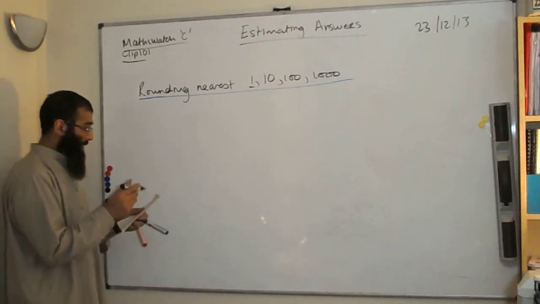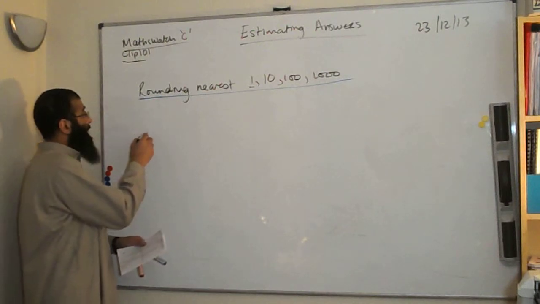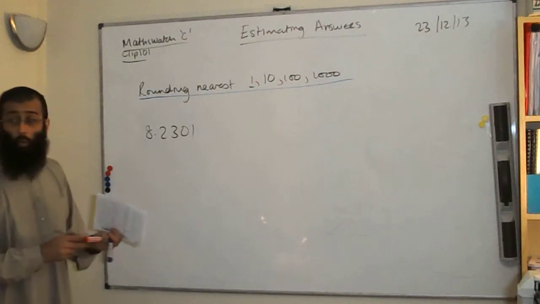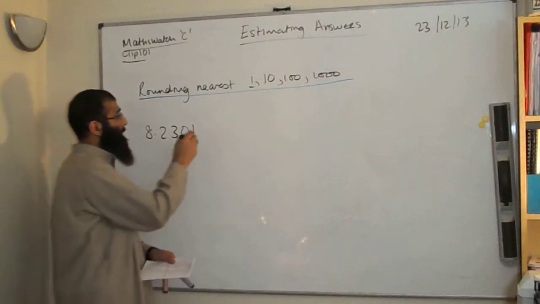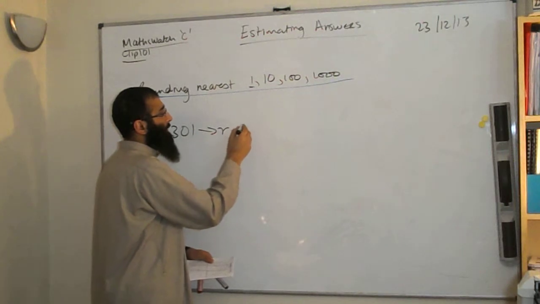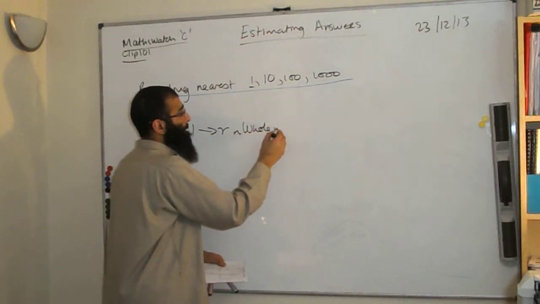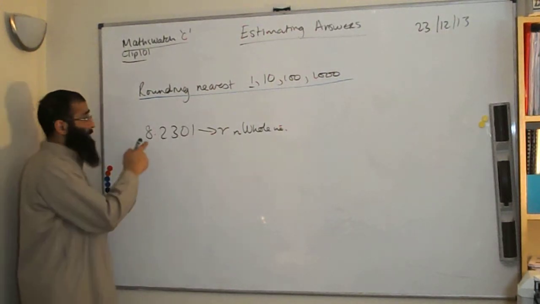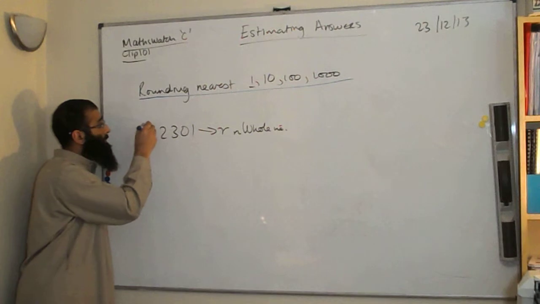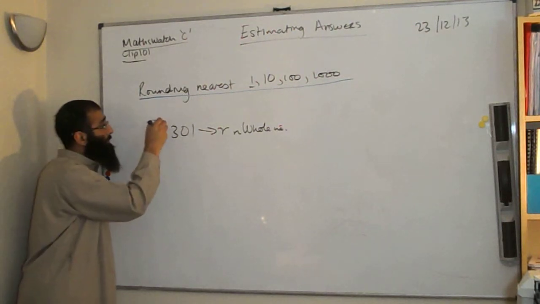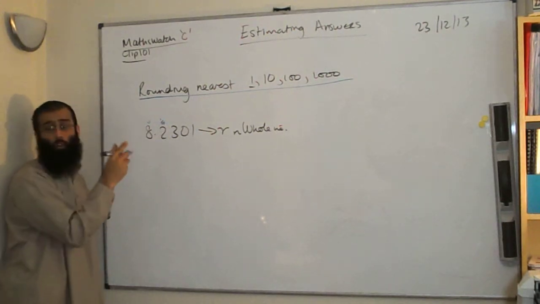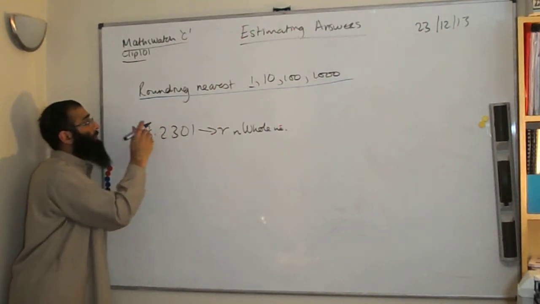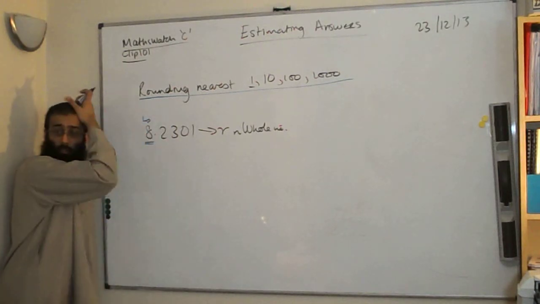So for example, we have the number 8.2301 and we need to round that off to the nearest whole number. So this is our units and this is our tenths. When we want to round to the nearest whole number, this is the whole number here. So this whole number becomes the last digit.